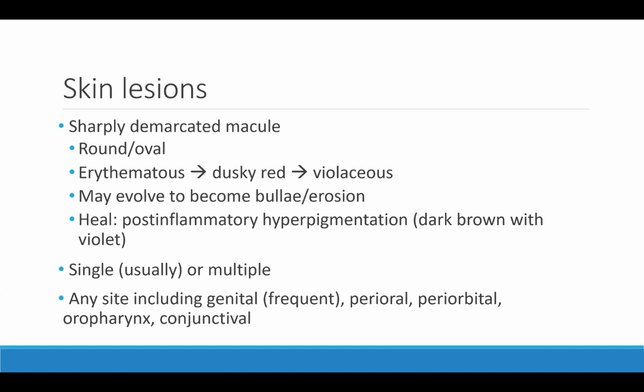In terms of skin lesions, the patients develop sharply demarcated macules, which are round and oval. First, they're erythematous, becoming dusky red and later violaceous, and may evolve to become bullae or erosions. With healing, patients often develop post-inflammatory hyperpigmentation, which is dark brown with some violet hues.